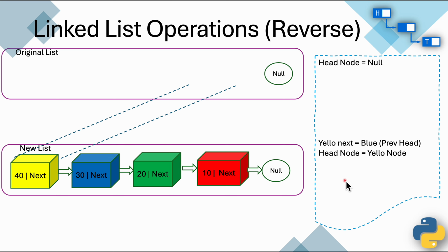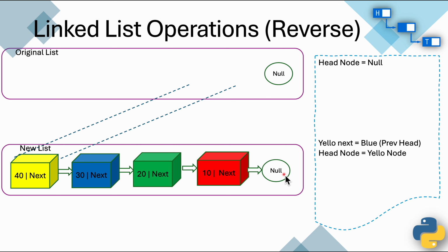Now the entire linked list is reversed. As we saw initially, the first node had 10, the second node 20, the third 30, the fourth 40. Now after reversing this linked list, in the new list the first node has 40, then 30, 20, 10, and its last node's next is pointing to null.